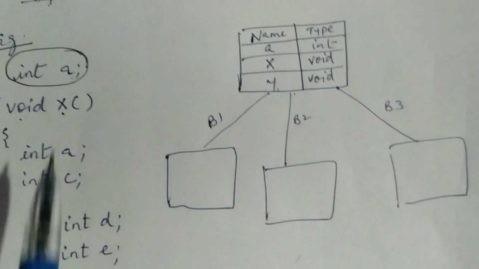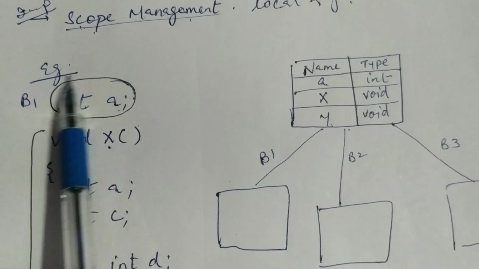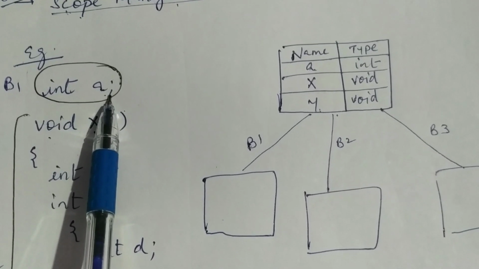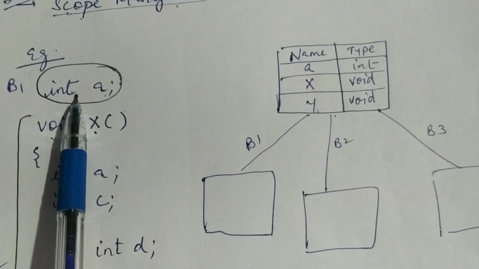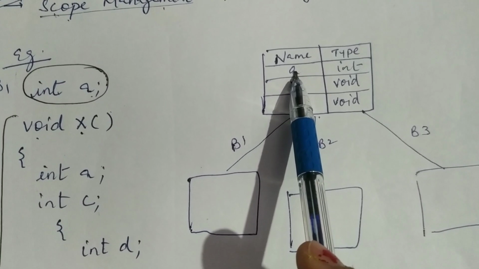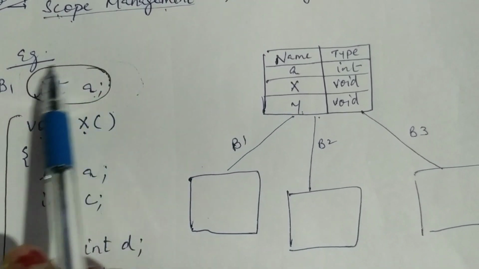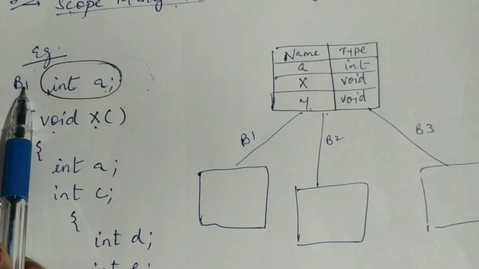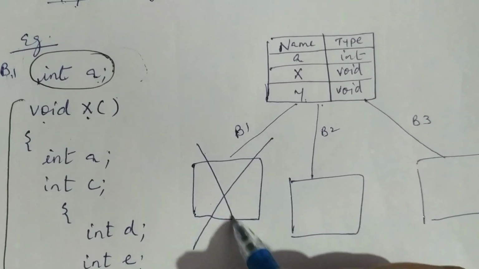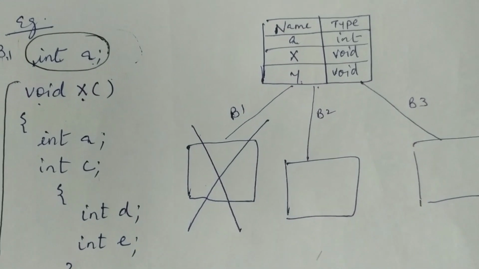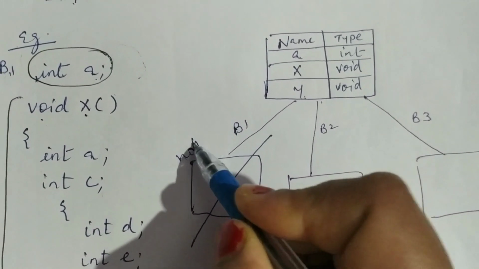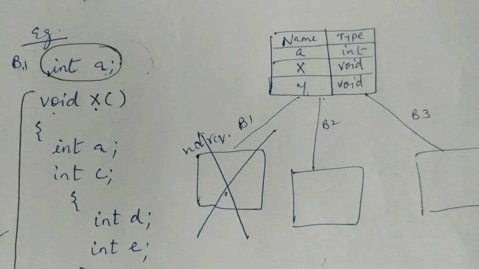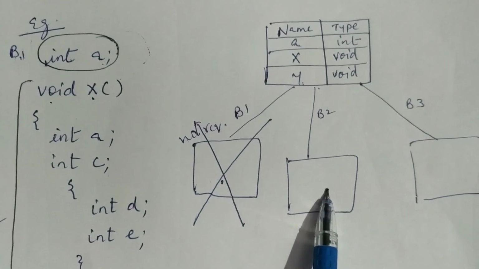Now first of all we will come to block 1. In block 1, as we can see, there is only a single line, that is int a, which is already stored in the symbol table. There is no more content to be stored in the symbol table in block 1. So there is no requirement of this segment. We do not require this part of the table. Clear?